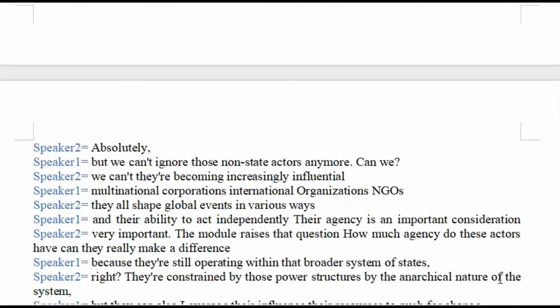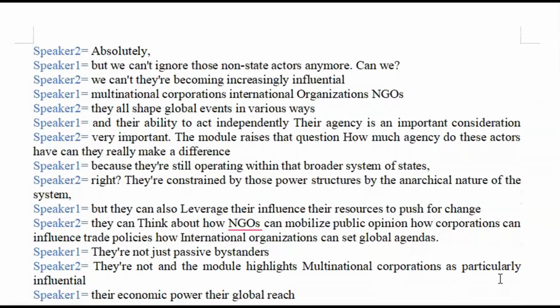Wow. And despite the rise of other actors, the module concludes that states still matter a great deal. State sovereignty remains a defining feature of IR. Absolutely. But we can't ignore those non-state actors anymore, can we? We can't. They're becoming increasingly influential. Multinational corporations, international organizations, NGOs, they all shape global events in various ways. And their ability to act independently, their agency, is an important consideration. Very important. The module raises that question. How much agency do these actors have? Can they really make a difference?